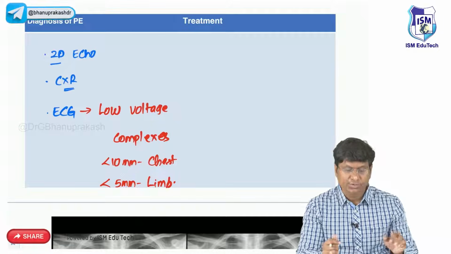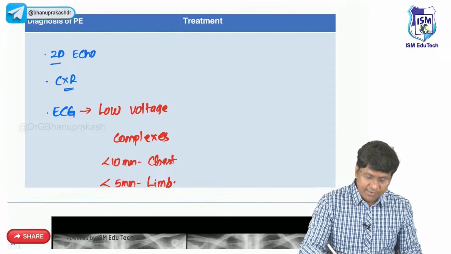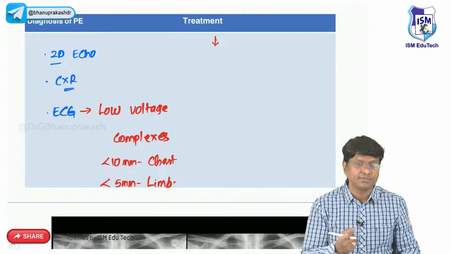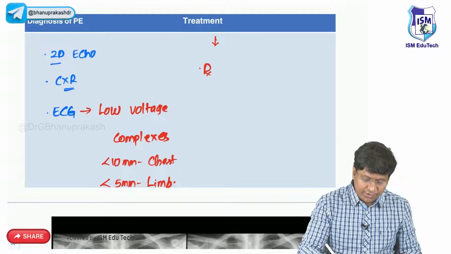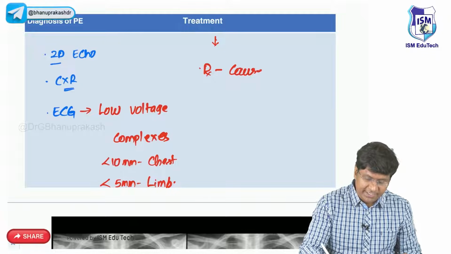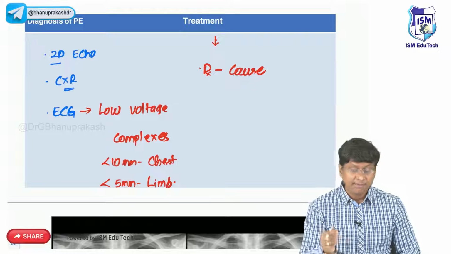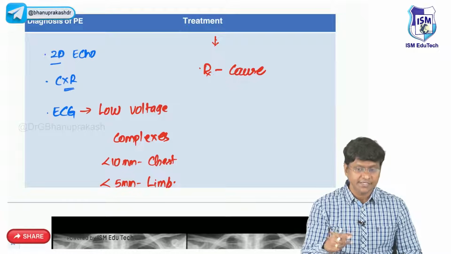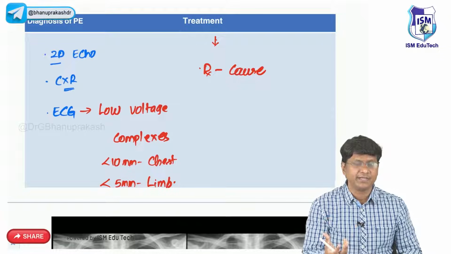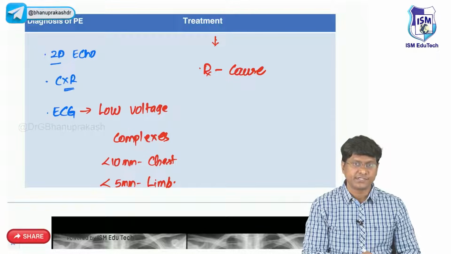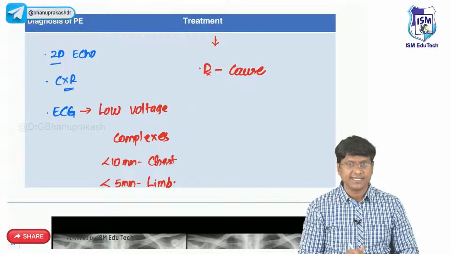In all these conditions, you can have low voltage complexes. Then how do you treat these patients? You need to do pericardiocentesis in order to look for the cause of the pericardial effusion. So you need to treat the cause of the pericardial effusion, right? That is the treatment for your pericardial effusion. But whenever you do pericardiocentesis, if there is massive pericardial effusion or cardiac tamponade, that is the point when we do therapeutic pericardiocentesis. I'll discuss that in the cardiac tamponade itself.